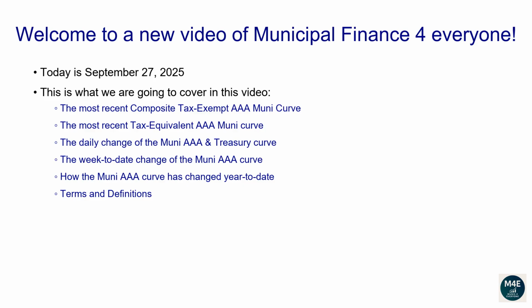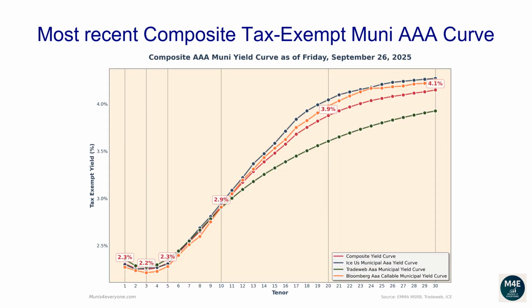Terms and definitions. Let's go over the most recent composite tax-exempt Muni AAA curve. The following composite tax-exempt yield curve is based off the most recent ICE, TradeWeb, Bloomberg yield curves that are available on the MSRB website, plus some proprietary extra adjustments, as of September 26, 2025.